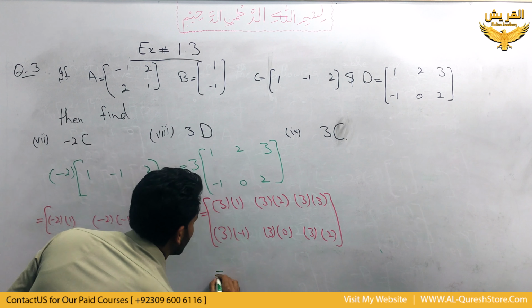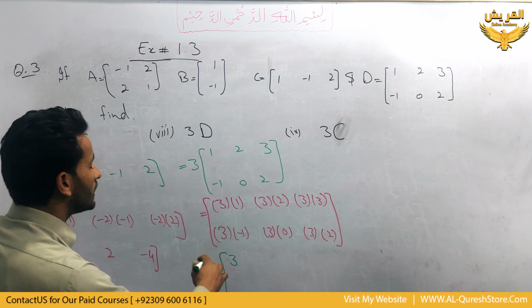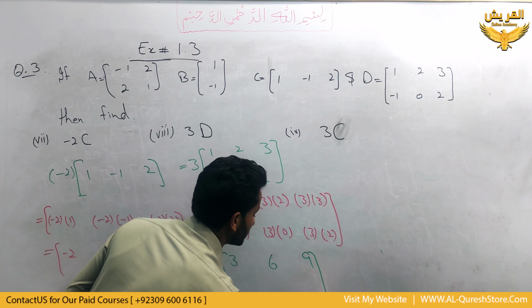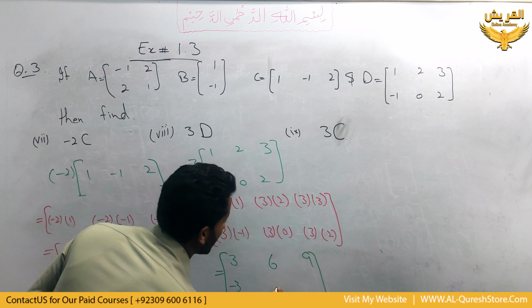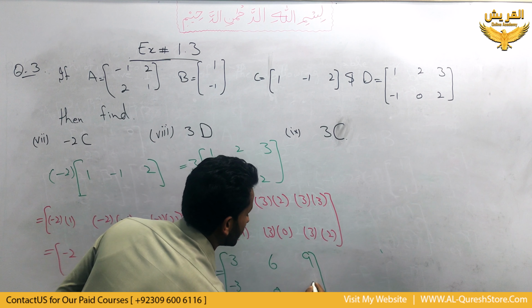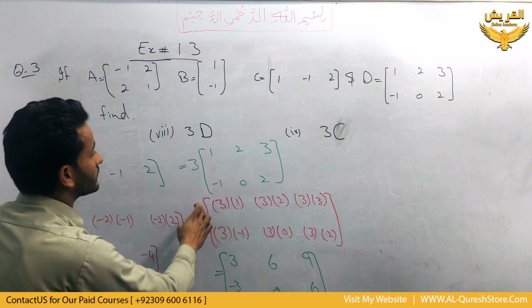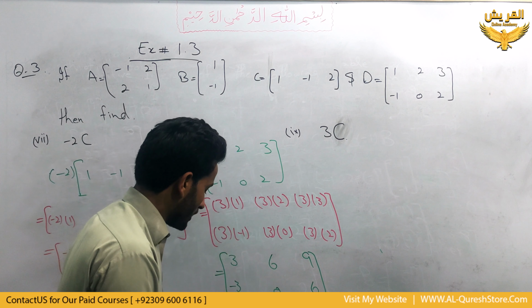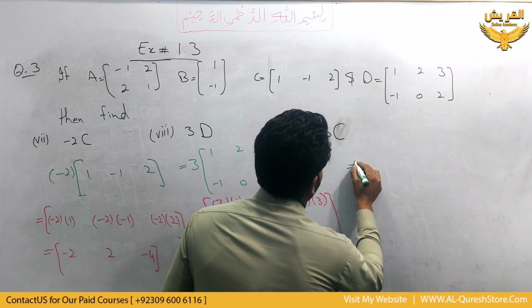For the answer, 3 one times is 3, 3 two times becomes 6, 3 three times becomes 9, 3 minus 1 times becomes minus 3, 3 zeros are 0, 3 twos are 6, which is the answer of this 3B matrix. For the last part of this question, the 9th part, 3C, we multiply 3 with a matrix C having values 1, minus 1 and 2.